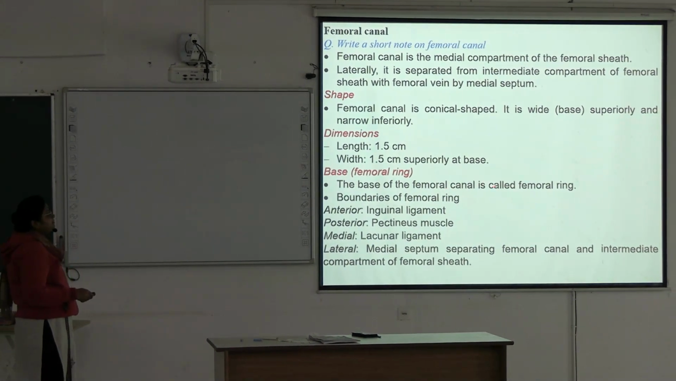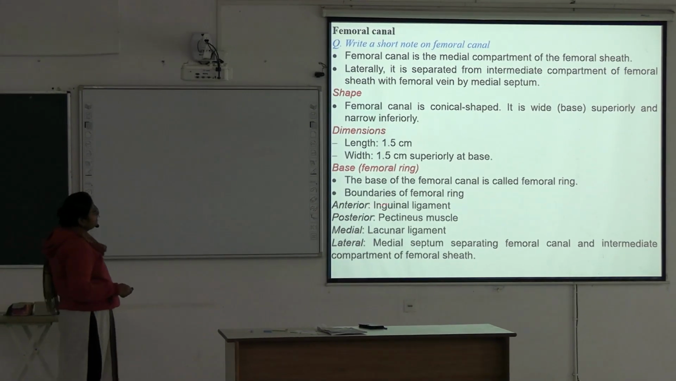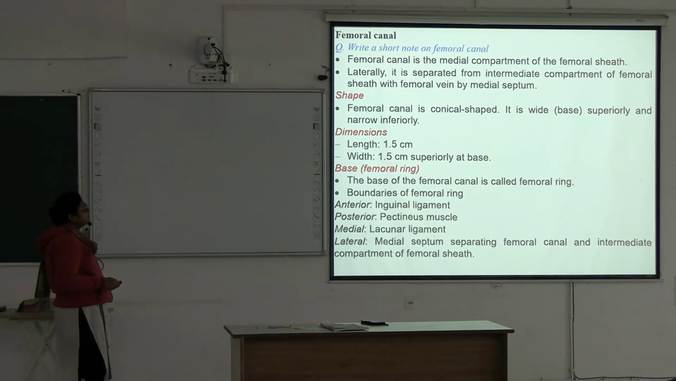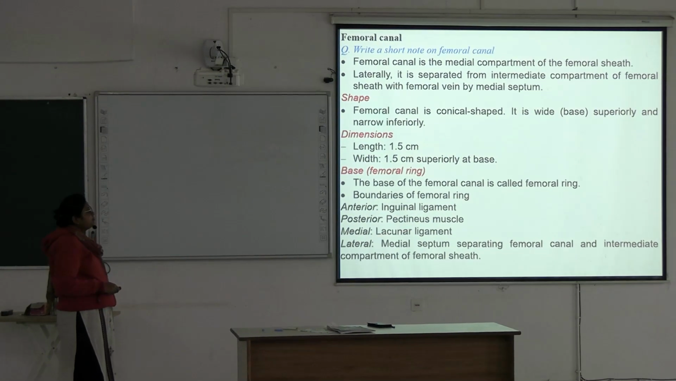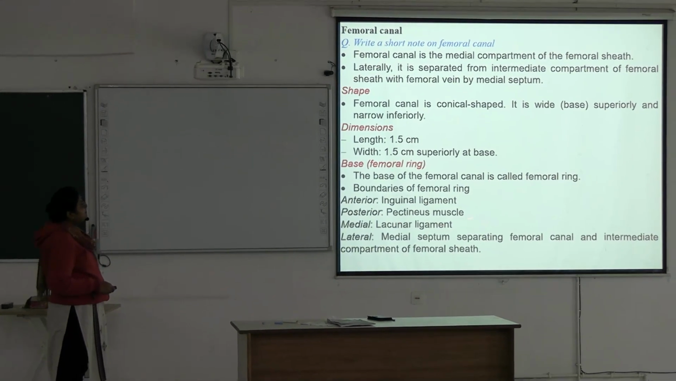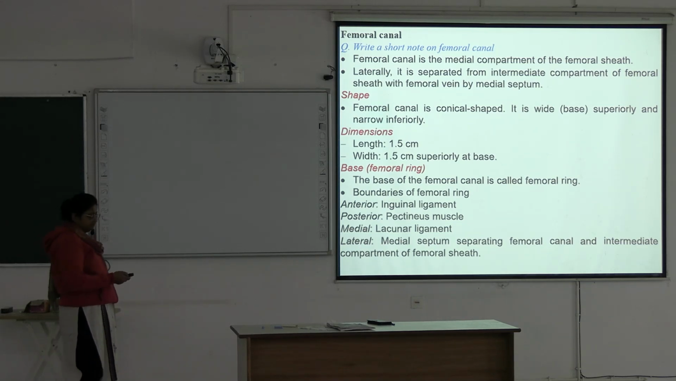The base of the femoral canal is called the femoral ring. What is the boundary of the femoral ring? Anteriorly it is bounded by the inguinal ligament, posteriorly by the pectineus muscle, medially by the lacunar ligament, laterally by the medial septum separating the femoral canal and the intermediate compartment of the femoral sheath. Okay, so these are the boundaries of the femoral ring.